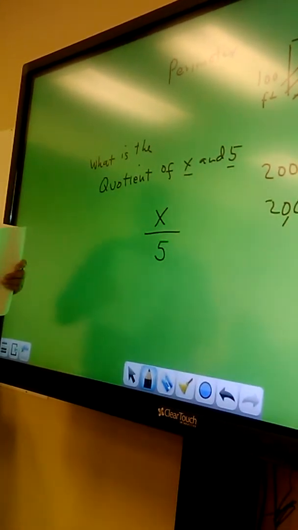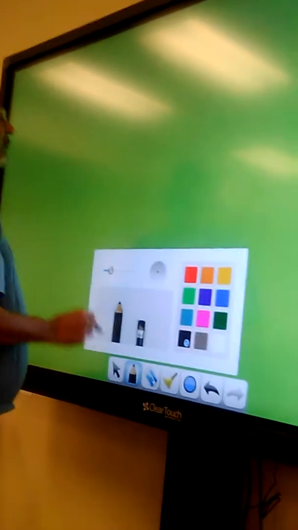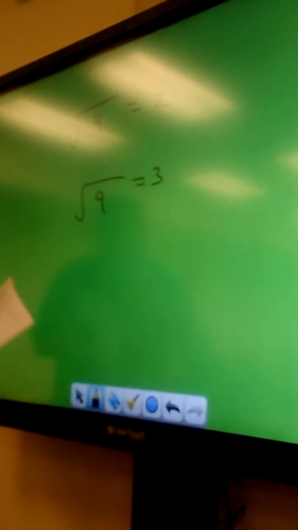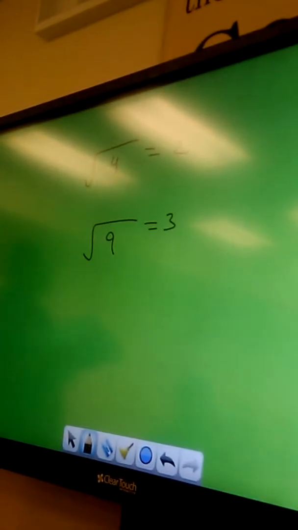Then you may run into something called square roots. So what is the square root of 4? 2. And what is the square root of 9? 3. So you may be asked for some square roots or to simplify some square roots.